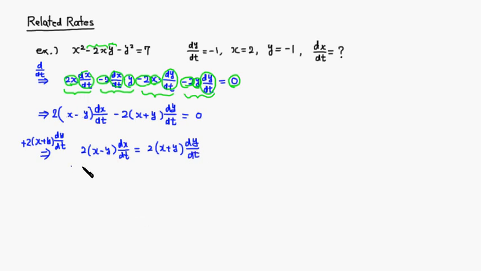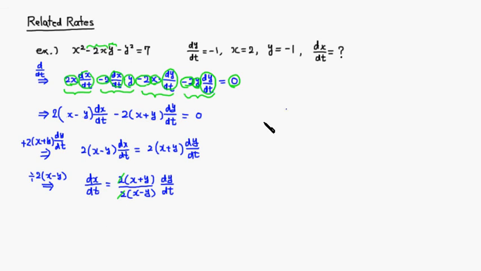Next step would be, this is in the way, so I'm going to divide through by 2 times x minus y. Finally we have dx over dt all isolated. So you have a 2 times x plus y, and we're dividing by 2 times x minus y, times dy over dt. Then we can just clean it up. 2 on top and 2 on the bottom cancel out.